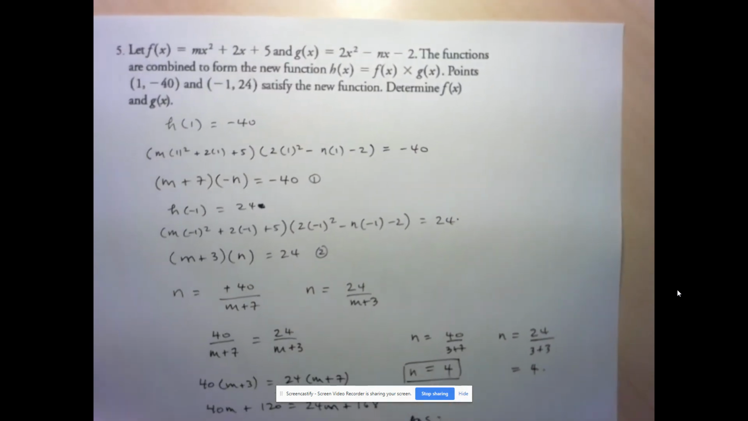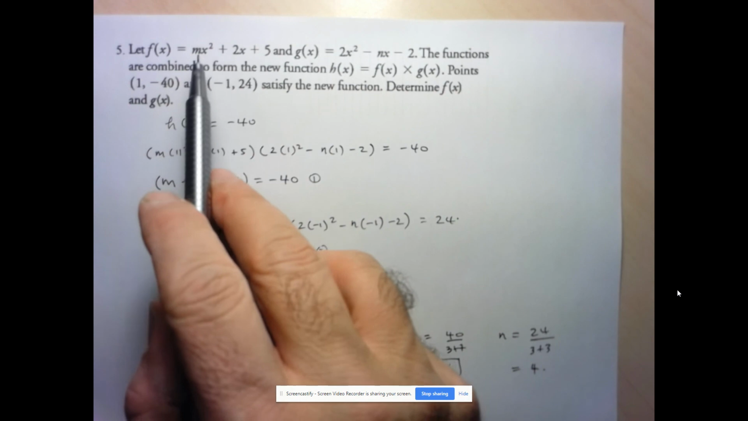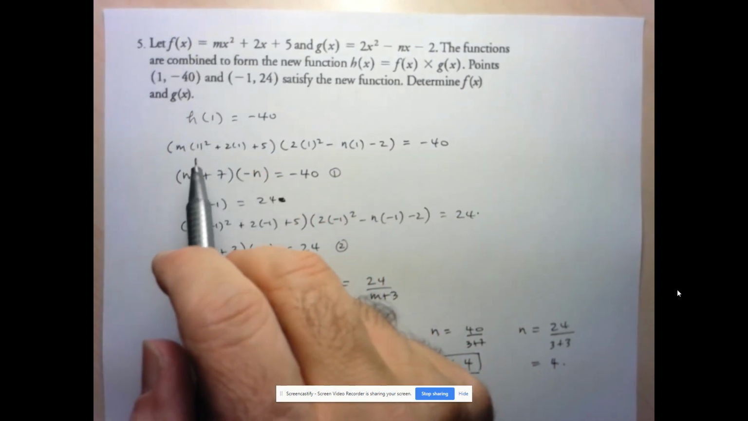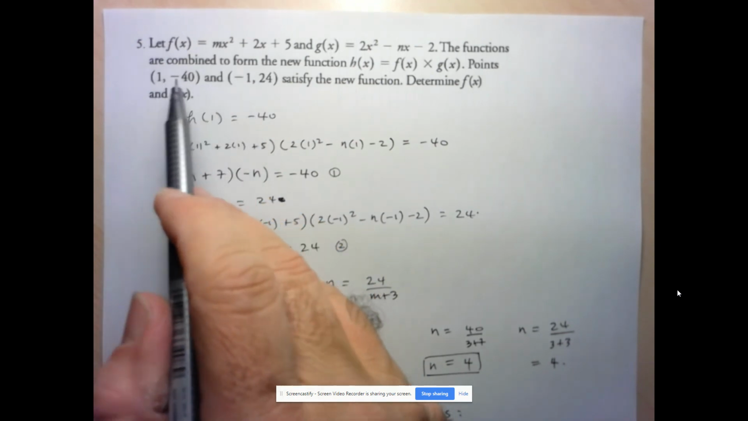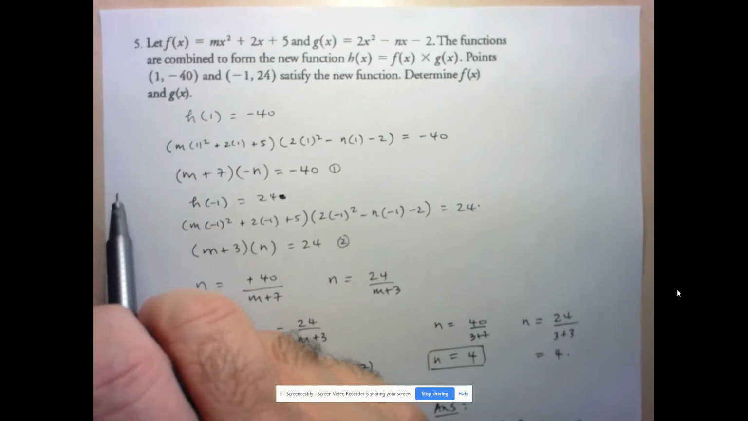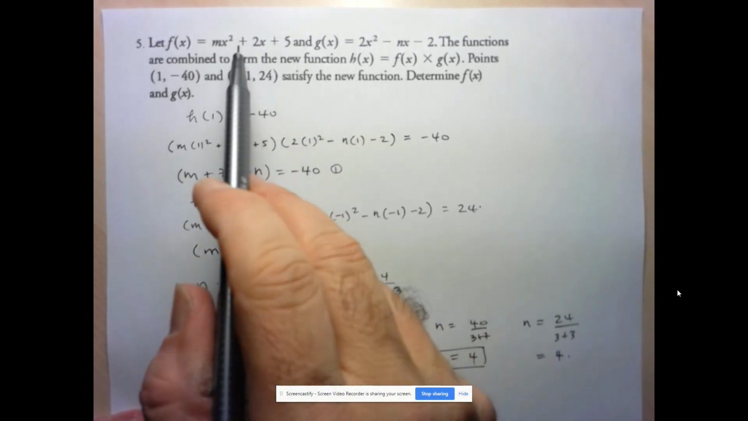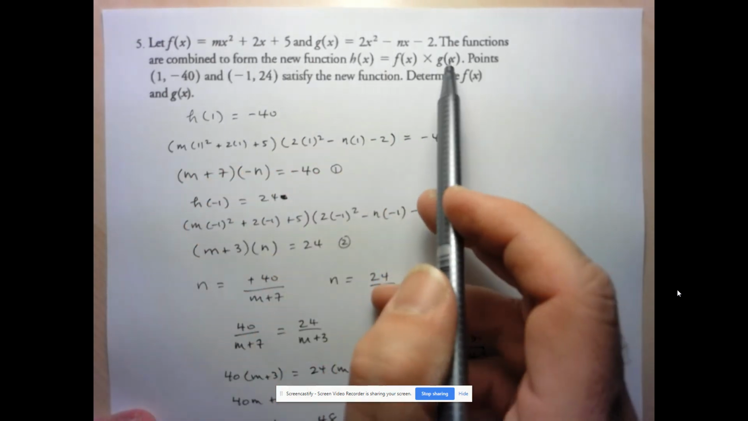All right, so let's do a recap here. So right off the bat, like I said before, when I see that I'm looking for two unknowns, I should be expecting to solve a system of equations, and I shouldn't be surprised that I'm being given two pieces of information. Except the information I was given was not about the individual functions f and g, it was about this combination of functions.